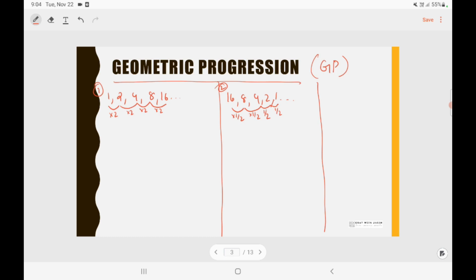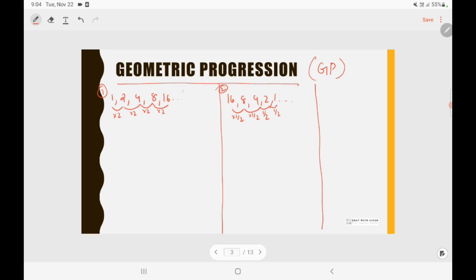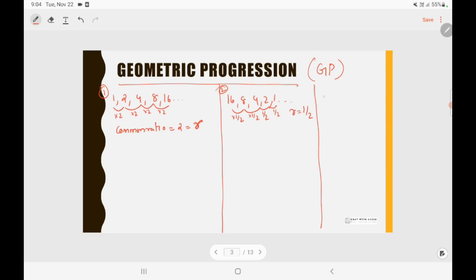And here the number that you are multiplying with each of the terms is known as the common ratio. So the common ratio here is 2, which is equal to r. We will call this common ratio r. Here the common ratio is 2 and here the common ratio is half. You can write the terms of a GP as a, ar, ar squared, ar cubed, etc. And the nth term of a GP, a_n, is equal to a into r raised to n minus 1.